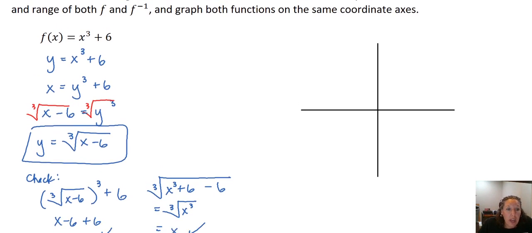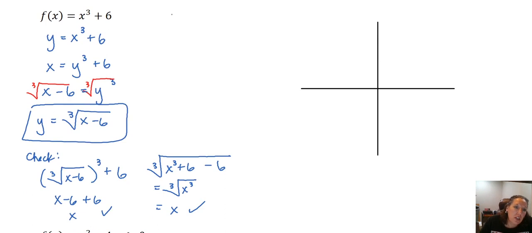And then we're going to find the domain and range of both functions. Well, the domain of f, since this is a polynomial, that means it is going to be all real numbers. And the domain of f inverse, well, this is a cube root, not a square root, so there's no restrictions on what can be underneath that radical. Remember, it's only restrictions if that is a square root or an even index root, and so it is also all real numbers.